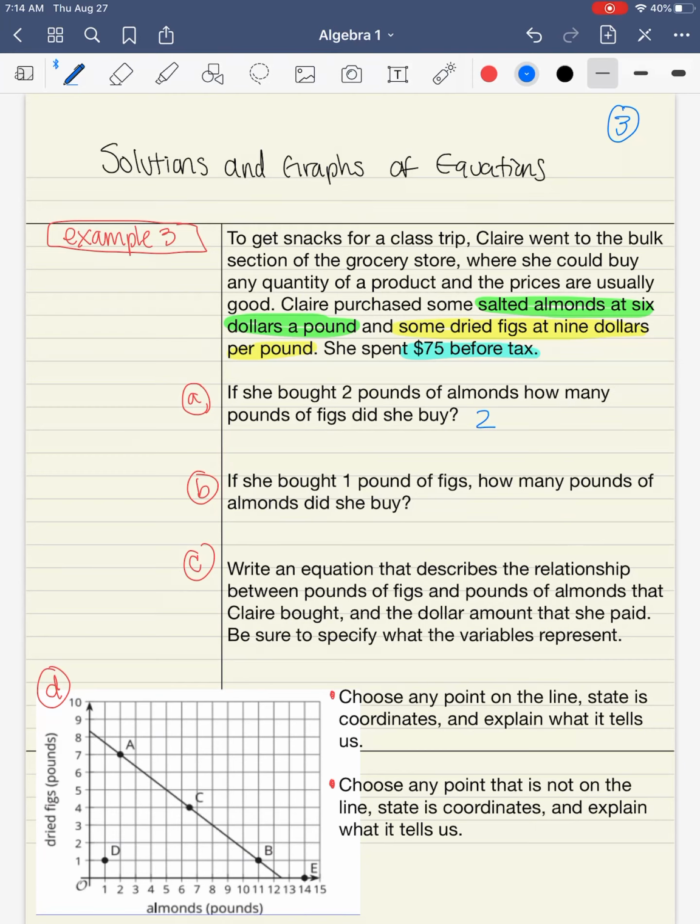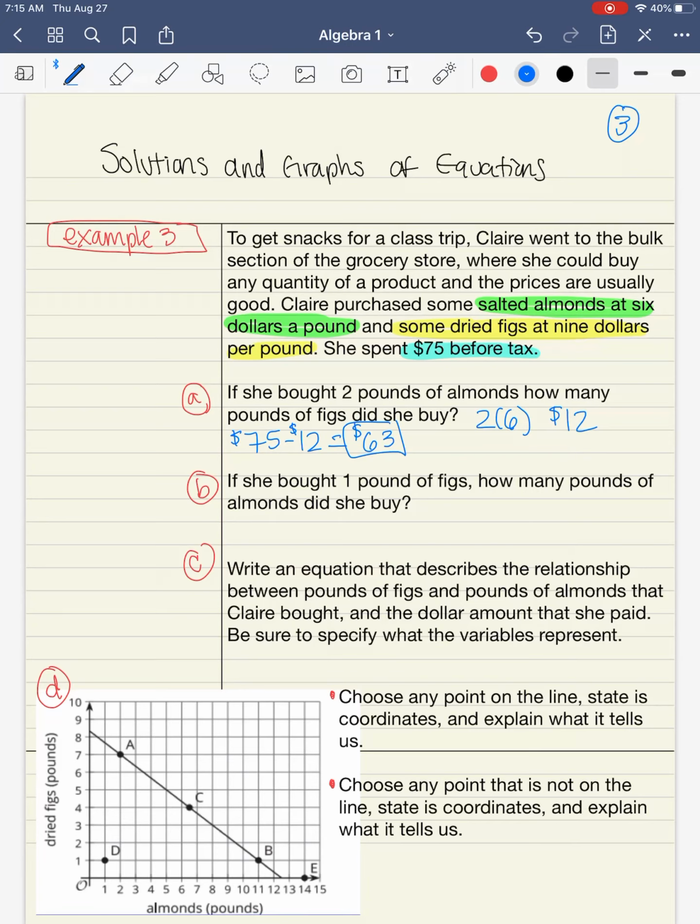So if she bought 2 pounds of almonds, almonds cost $6, so 2 times 6, and that's going to give us $12. So I'm going to reason this out without doing an equation yet. Just kind of observe a pattern here. So if she spent $12 on almonds, how many dollars did she spend on figs? Well, then we might go 75 minus 12, and that's going to give us $63.